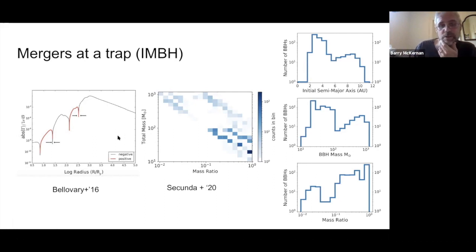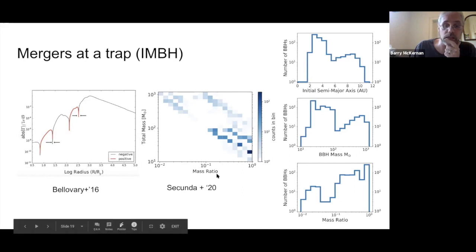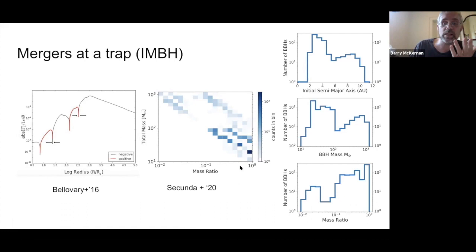So Gillian Bolivari was the first person to sort of point this out for some AGN disk models. And Amy Secunda has done a bunch of n-body simulations that basically show that the longer you let your AGN disk kind of merge things at traps, the bigger the mass that you can build up there, and the more extreme the mass ratio of mergers becomes.